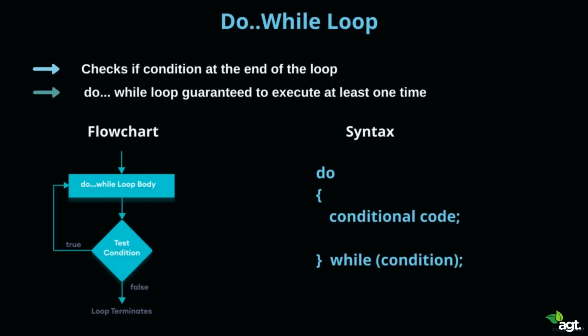As you can see here, it's do, then the code, and after the code, in the while you add the condition, and that must be terminated with a semicolon, that is mandatory. So here is the code block and then a condition. If false, it will get terminated. If true, it will keep on executing. As written, a do while loop is guaranteed to execute at least one time, because the condition is checked after the first execution.